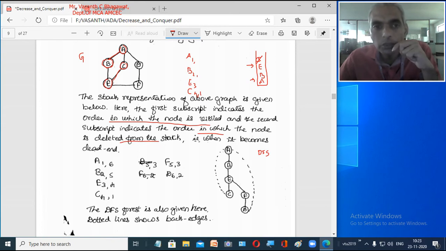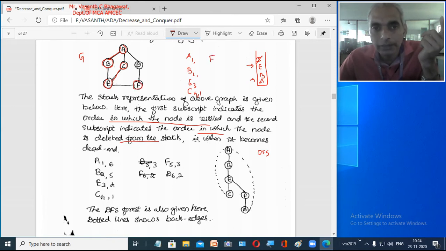Now you have removed C from this stack. Where does the pointer come now? The pointer will point to E. You backtrack and come back to E once again, because C you have popped out. Now you check which adjacent nodes E has: B, C and F. B is already visited, C is already visited. Which one node have you not visited till now? That is F. F was not visited, so the next node you are going to visit is F.